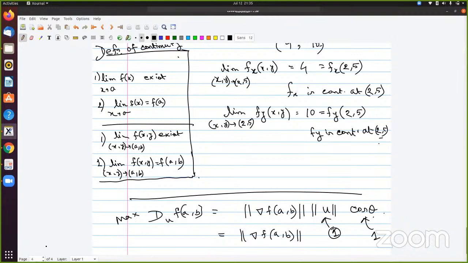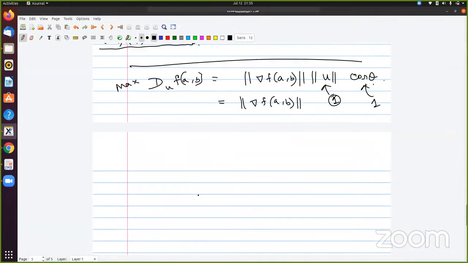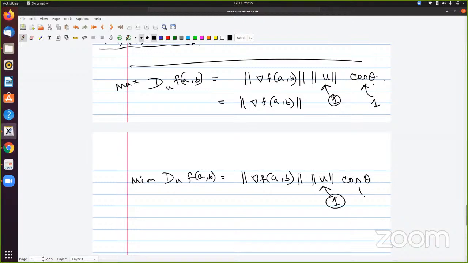And what about the minimum one? We have already seen cos theta is equal to pi, cos theta equal to -1, right? Yeah. So the minimum value is this again. That's how we are getting plus and minus signs here. So this is already 1, we know, and this should be -1. So this is minus of the norm of this, right?